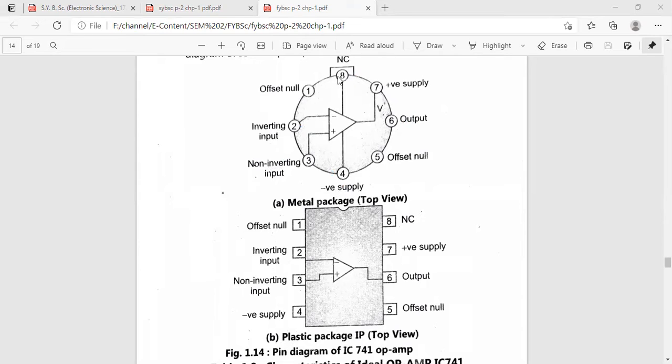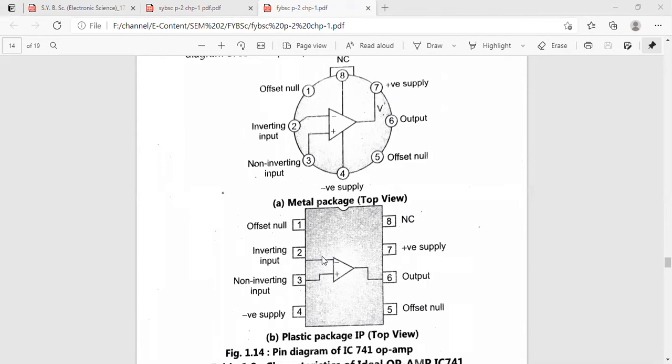The diagram, the connections and the pin numbers are going to remain the same. It's just that the construction or packaging is going to change. In the first diagram we have seen a metal package; in the following diagram it is the plastic package. So this is the difference for IC 741. Remember the name, it is IC 741, an operational amplifier IC. The function of the pins is not going to change with the packaging. The function remains the same, and the pin numbers also remain constant.